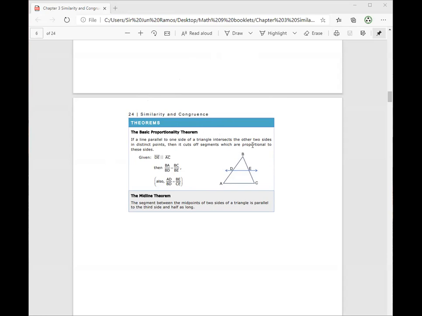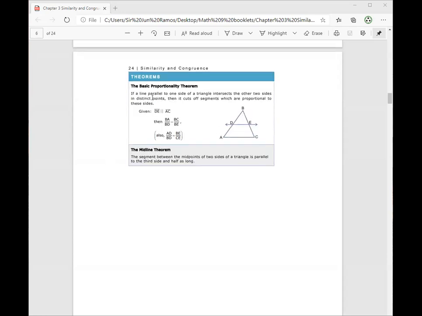What does this theorem say? It says here, if a line parallel to one side of a triangle intersects the other two sides in distinct points, then it cuts off segments which are proportional to these sides. In other words, we are given that DE here is parallel to AC. Then the conclusion is that DE here will cut proportional segments.